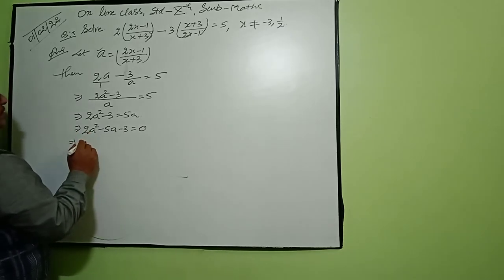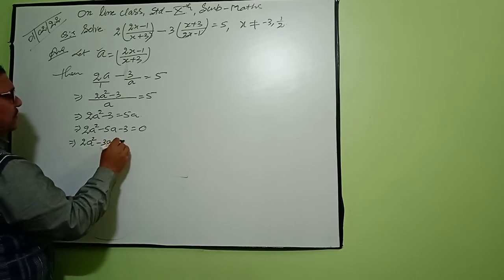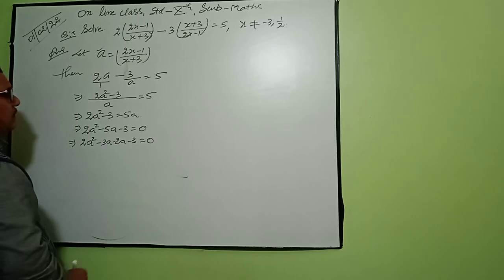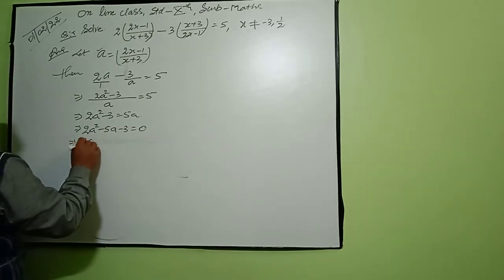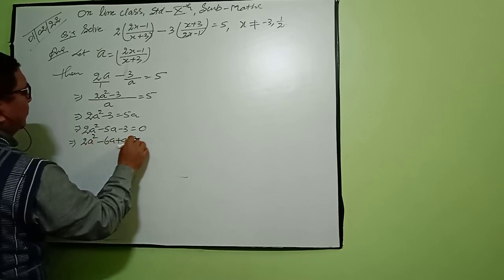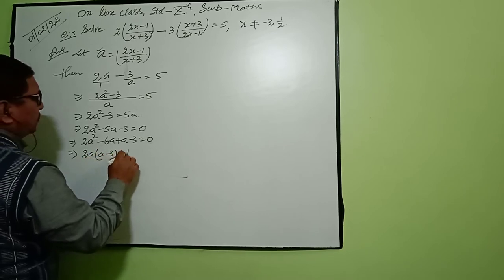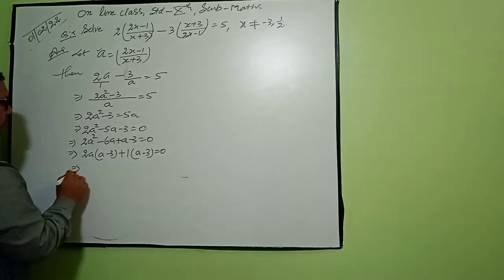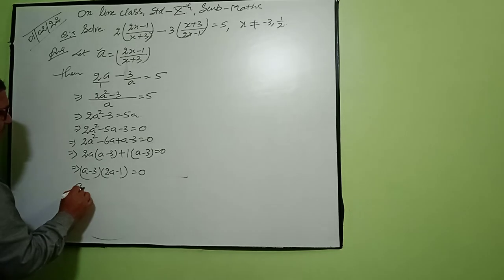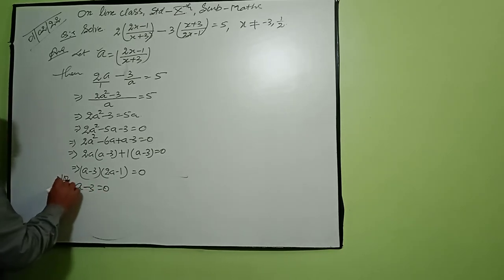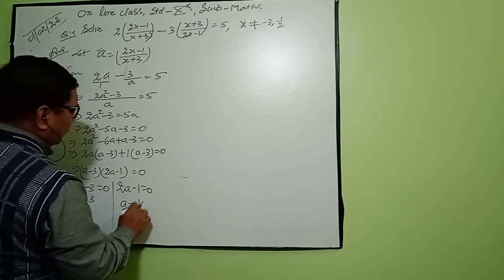Then 2a² − 3a − 2a − 3. Or we can write this way, minus 6a plus a minus 3 equal to 0. 2a has a common. a minus 3 plus 1 has a common. a minus 3 equal to 0. Then a equal to 3. 2a minus 1 equal to 0. a equal to 1 by 2.